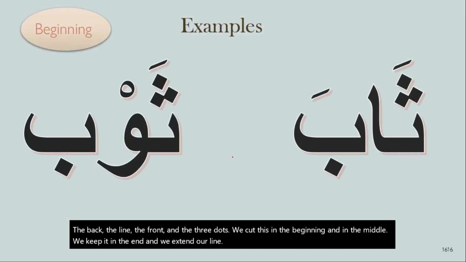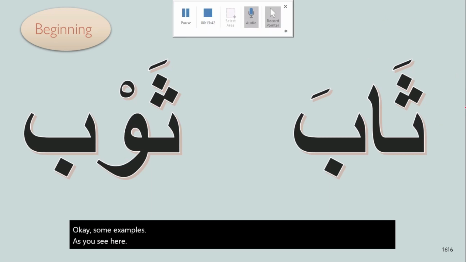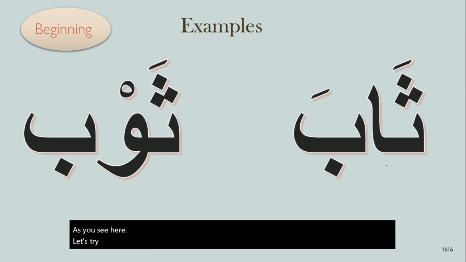Okay, some examples. As you see here, let's try to read this word together. Okay, which letter is this? Okay, it's one of the triplets and it has 3 dots. Okay, 3. Then this is Thaa.